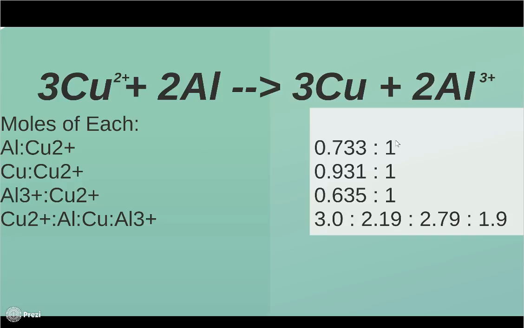These are the numbers after you multiply everything by 3, since the 1 mole of copper is actually 3 moles. So 3 moles of copper 2 plus, obviously, which was not calculated, that was a given. 2.19 moles of aluminum, which is very close to the theoretical number. We needed 2 moles, and as you can see from there, 2.79 moles of copper, which is very close to 3, and 1.9, which is very close to 2.